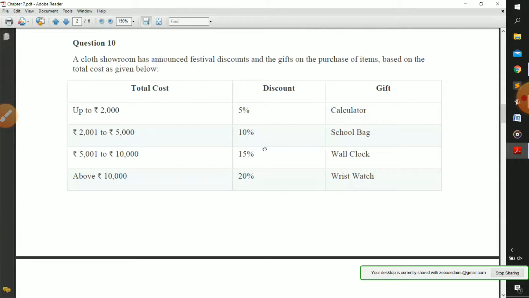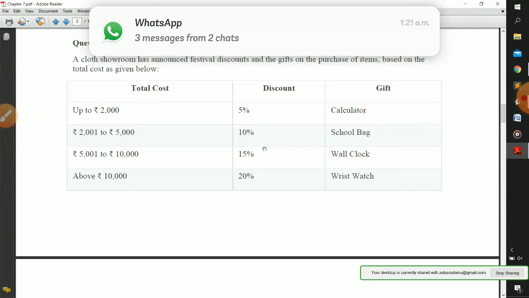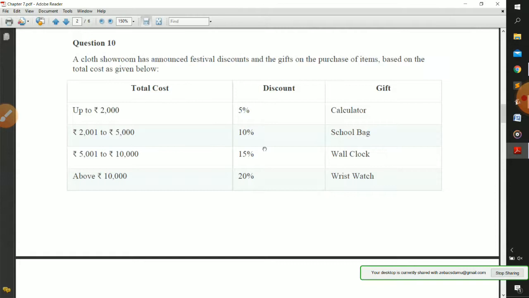Okay, so where do we calculate the discount? Likewise, if you have entered a total cost, it means you get a discount of 5% of the total cost, okay? And the discount is always subtracted. It means if you are about to pay 2000 rupees and you have this 100 rupee discount, then 2000 minus 100, you are going to pay 1900 rupees. Likewise your discount is always subtracted, and the plus point is you are also getting the gift.